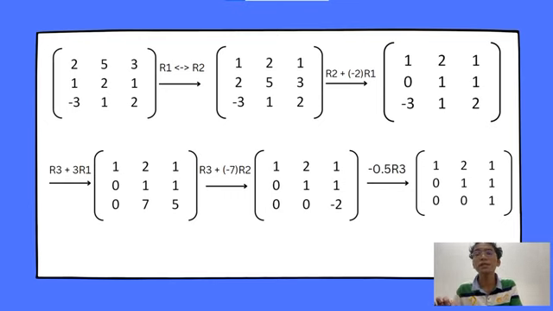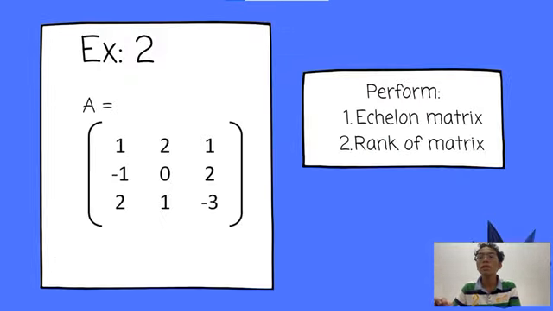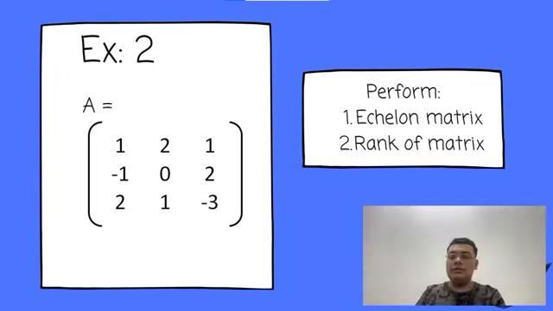The next operation is row 3 plus negative 7 multiplied by row 2. So we obtain [1, 2, 1; 0, 1, 1; 0, 0, -2]. And the last operation is negative 0.5 multiplied by row 3, and we obtain [1, 2, 1; 0, 1, 1; 0, 0, 1]. For example 2, I will let my friend explain it. That's all from me. Thank you.